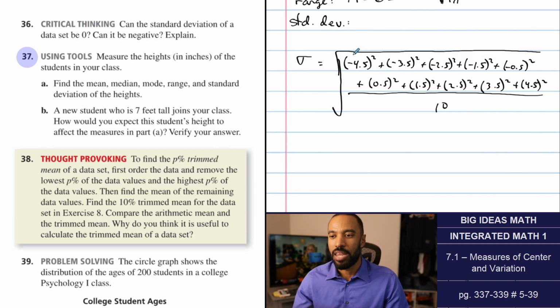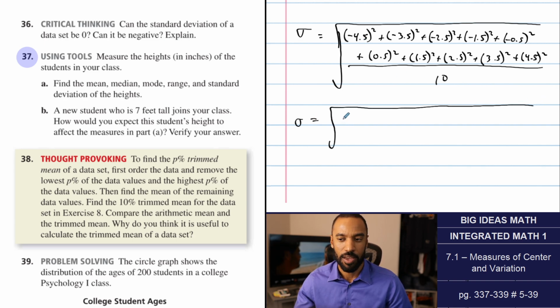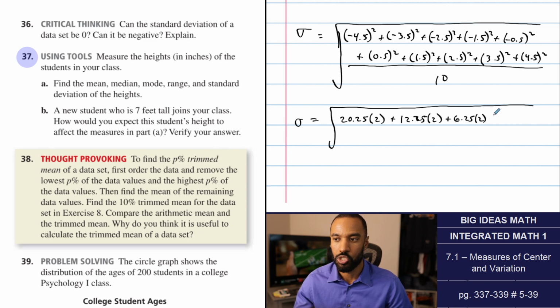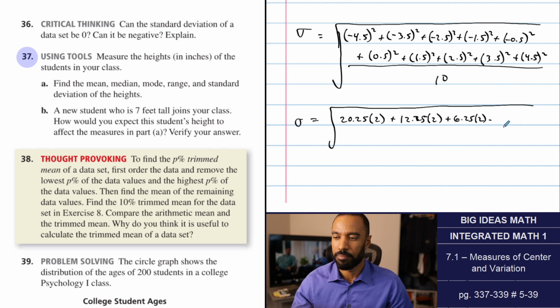Anyway, negative 4.5 squared and 4.5 squared are the same number. That's the point I was making. So they're both positive, whatever that value is. And 4.5 squared, I believe, is 20.25. So here's what I'm going to do. I'm going to double those. I'm going to double 3.5 squared, which is 12.25. I'm going to double 2.5 squared, which is 6.25. Not doubled, but just 2.5 squared. 1.5 squared is 2.25. Why did I write 1.5 then? 2.25, we got to double that.